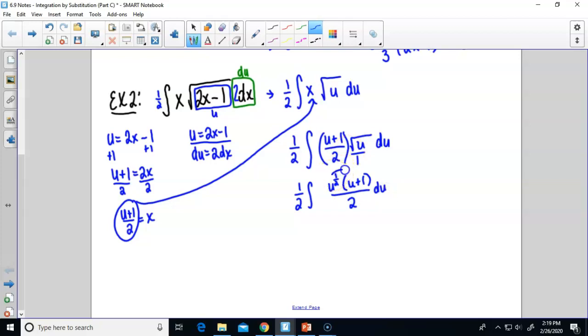And I could distribute that u to the 1/2. Here's something else I could do. This 2 in the denominator, it's really like I'm multiplying by 1/2. I could take it outside and put it with the 1/2 that's already there. So that would give me 1/4 integral of u to the, this has exponent of 1, so 1/2 plus 1 gives you 3/2, plus u to the 1/2.